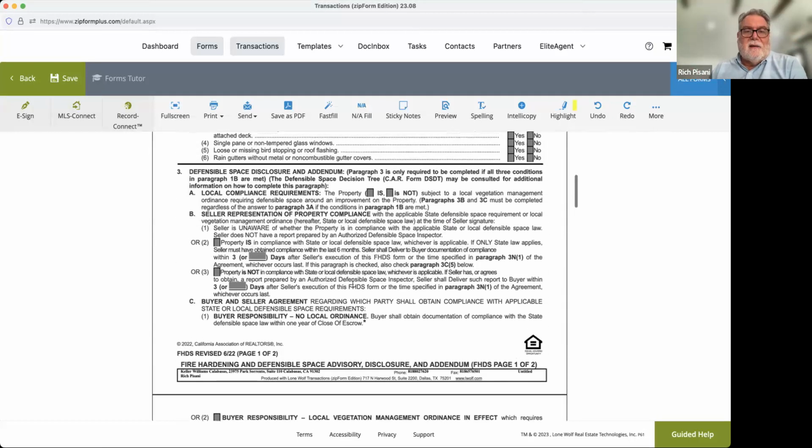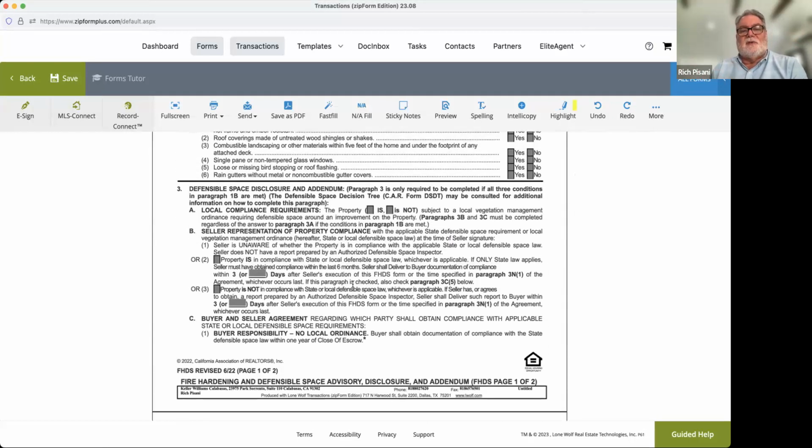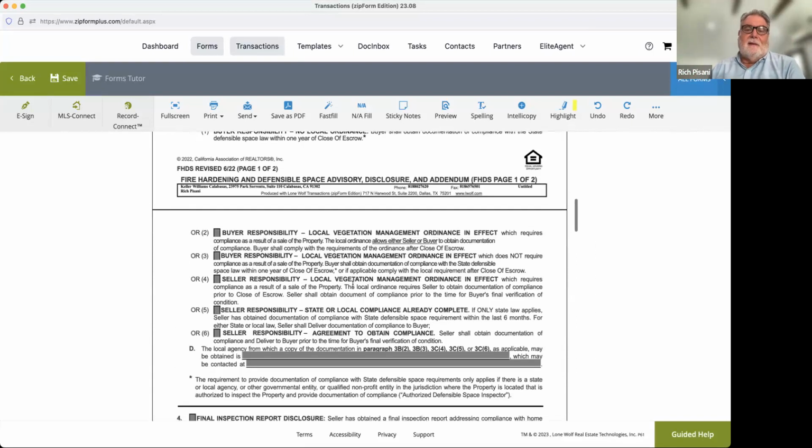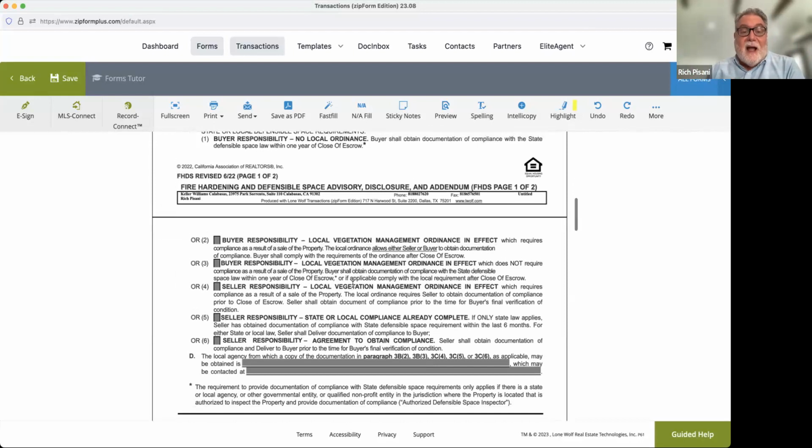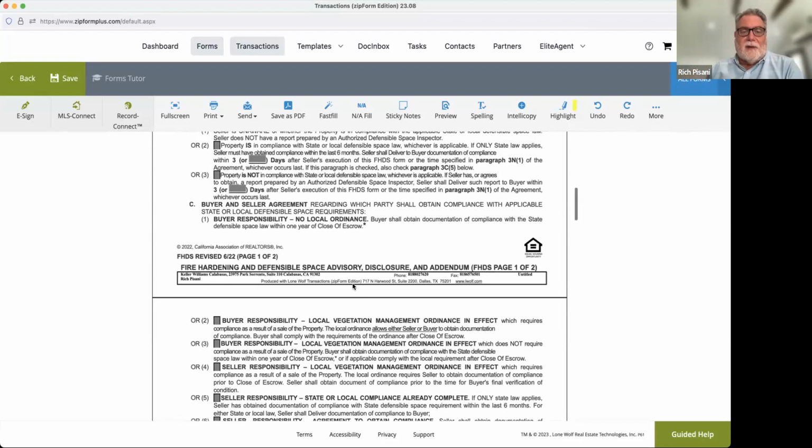So going back, most likely the seller is going to check whether it is or is not required for a local vegetation management ordinance, whether they're required to clear brush. Whether they are or are not, the seller is going to check that. Going to leave B alone. And then if there is not a local ordinance, C is left alone.